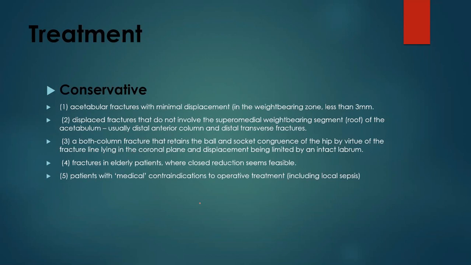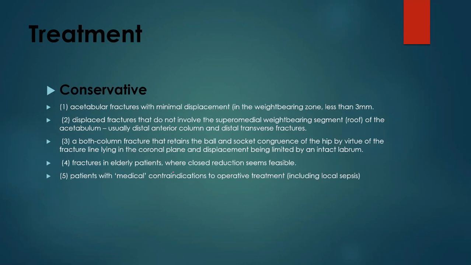The first treatment option is conservative treatment. It is indicated if there is a stable fracture with minimal displacement in the weight-bearing zone, less than 3 millimeters. It is a fracture that does not involve the superior medial weight-bearing segment, the roof of the acetabulum, usually a distal anterior column or distal transverse fracture. Also both-column fractures that retain the ball and socket congruence of the hip joint, with the fracture line lying in the coronal plane and displacement being limited to an intact labrum.